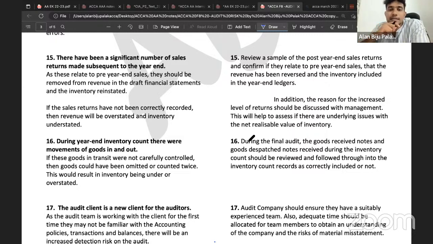So it should be treated as an adjustment entry, and the sales return should be appropriately treated in the FS. We know that whenever there is a sales return, revenue should be derecognized, inventory should be added back, and any amount of receivables recognized should be written off. If it is not done properly, what will happen? Revenue, receivables, and the company's inventory will be untrue and overstated.